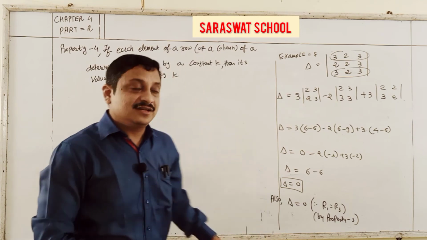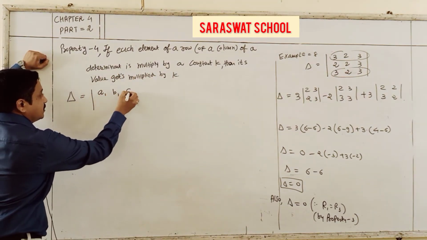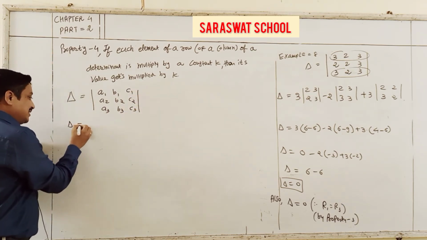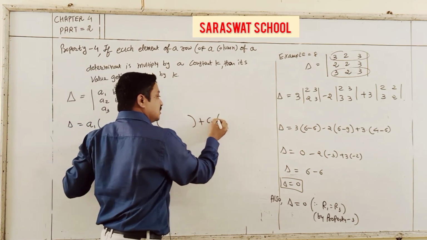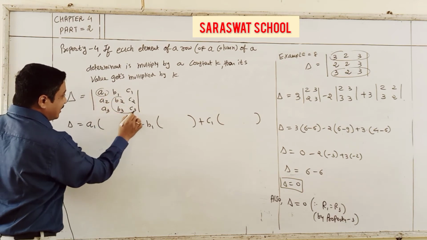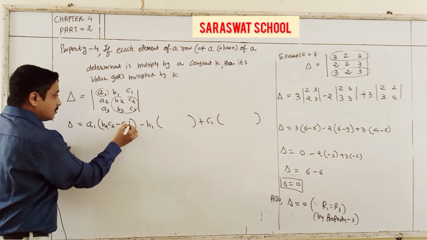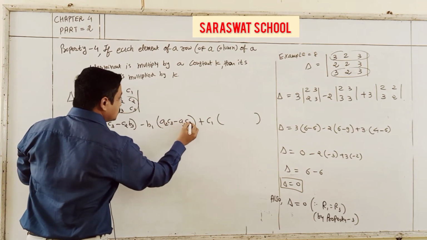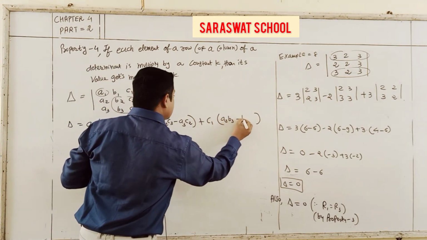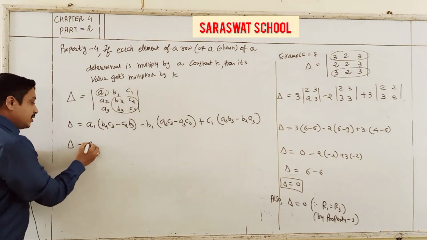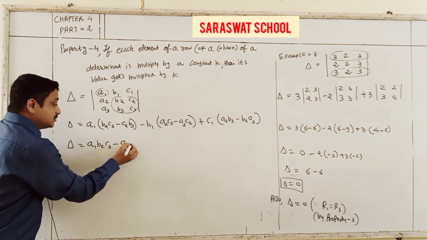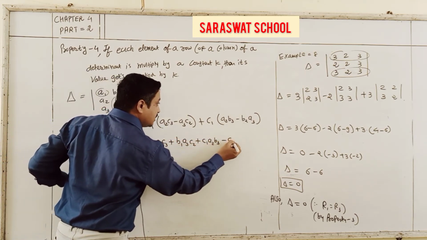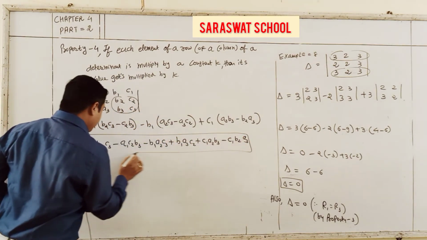Here I assume a determinant A1 B1 C1, A2 B2 C2, A3 B3 C3, and the expansion you know very well: A1 times (B2 C3 minus C2 B3), minus B1 times (A2 C3 minus A3 C2), plus C1 times (A2 B3 minus B2 A3). Expanding it: A1 B2 C3, A1 C2 B3, minus B1 A2 C3, plus B1 A3 C2, plus C1 A2 B3, minus C1 B2 A3. That is your step number 1.